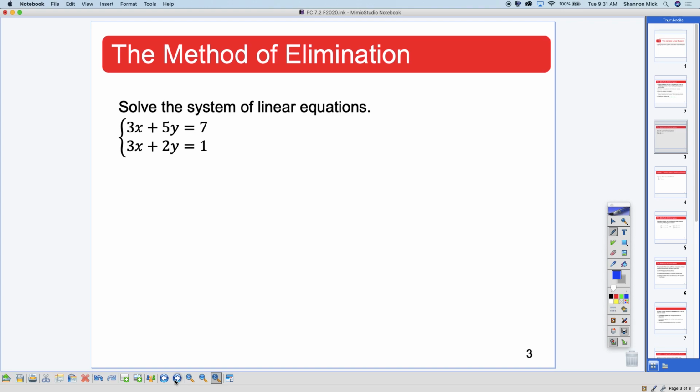Write it down. Okay, so top or bottom, do we want to multiply by a negative? Top. Well, it doesn't matter. Either one.